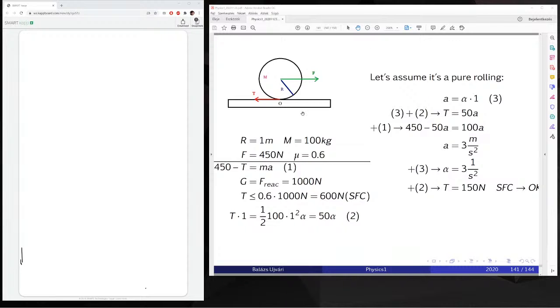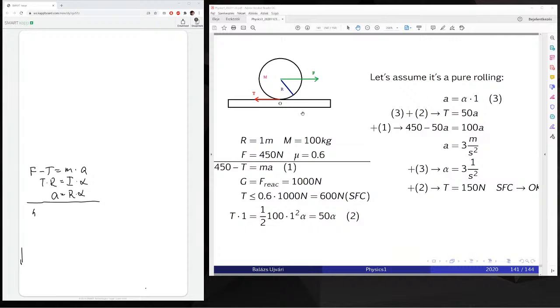Just use these data and let's collect the equations. So we have F, so let's assume this is a pure rotation, F minus T equals m times a. The T rotates via r equals moments of inertia times alpha, and the a equals r times alpha. So these are the basic equations, but only with the assumption that this is a pure rotation. If it's a non-pure rotation, the third equation can't be true. Let's replace with numbers.